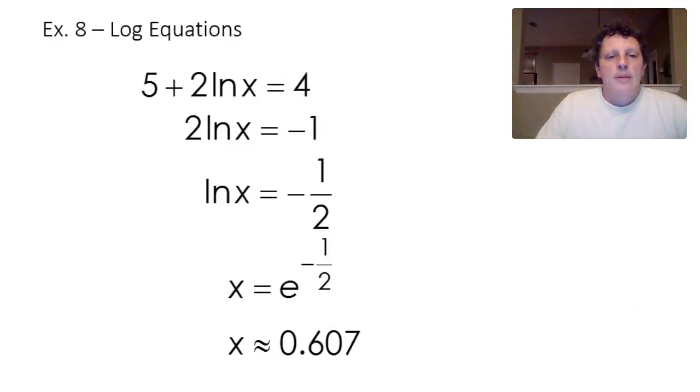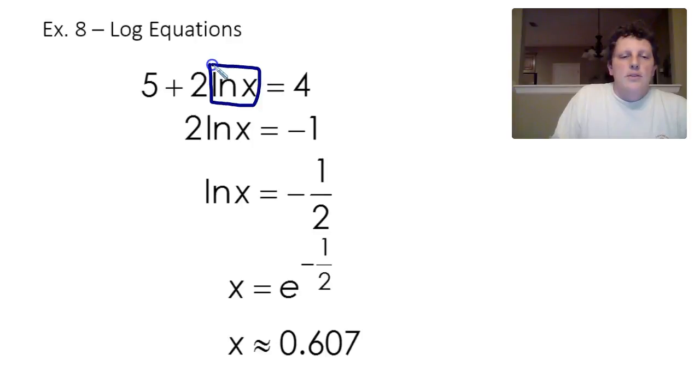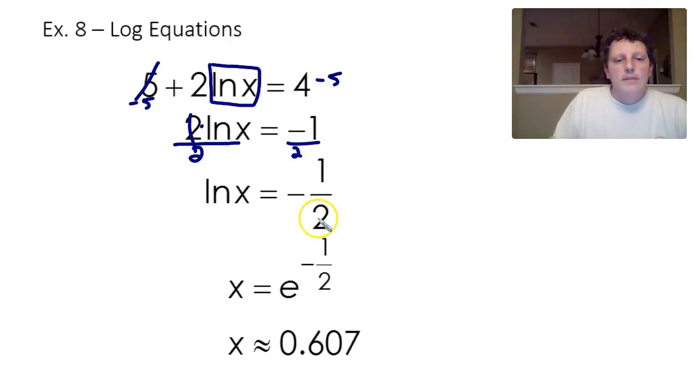Example 8. Isolate the log first. In this case, it's a natural log of x. So I've got to get rid of this 5 that's being added to that natural log. So I'm going to subtract 5 on both sides. That gives me 2 times the natural log of x equals -1. I undo multiplication by dividing. I'm still isolating that natural log. That gives me -1/2 on the right side and natural log of x.